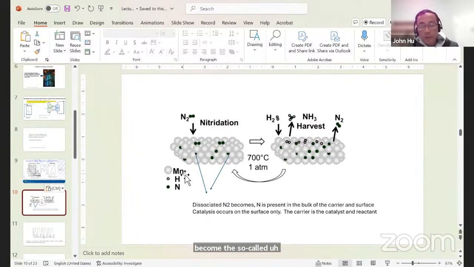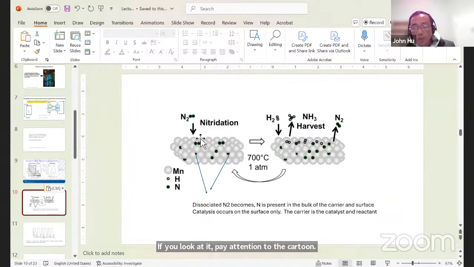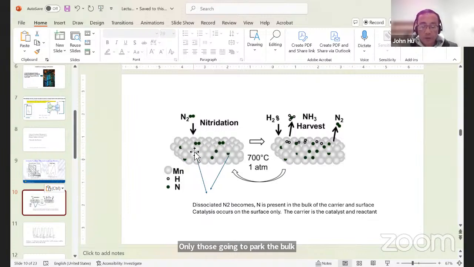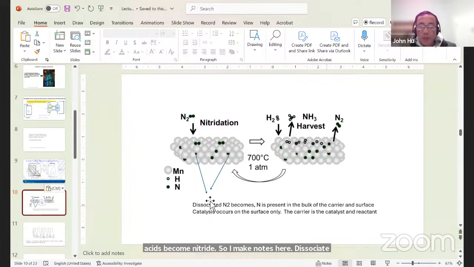Okay, and form the nitride, and then they become the so-called nitridation process. If you pay attention to the cartoon, N2, two nitrogen together, some stay on the surface. Only those that go into the bulk, which is the next layer, the subsurface, become the nitride. Okay, see, this is a single black dot, it has become nitride. So I make notes here. Dissociate N2 becomes N, present in the bulk of the carrier and on the surface. So the surface has N2, but the majority is in the bulk.